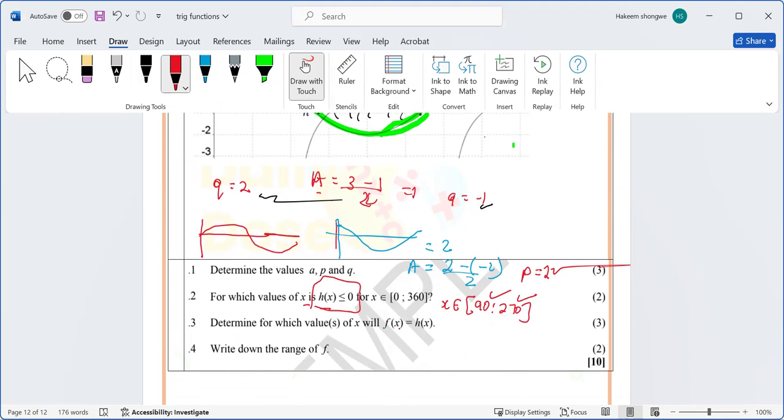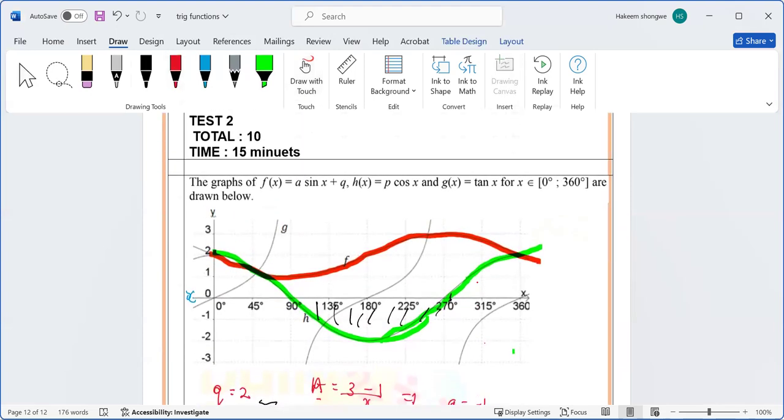Next, we want to know when f of x is going to be equal to h of x. It's a point of intersection. You're going to check where these two graphs are meeting each other. Go and check where you have a green and a red. You have green and red here, you also have green and red here, and here. So what are the x values that make that possible? The first one, what is x here? 0.